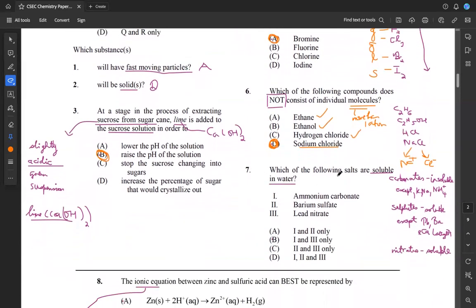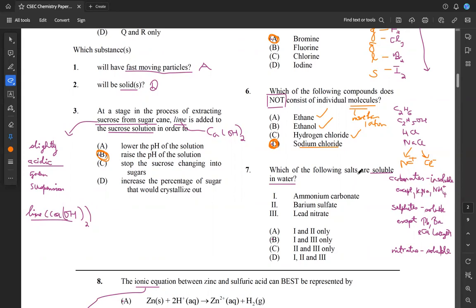Question 7 says, which of the following salts are soluble in water? So we have to jog our memory now. So let's look at the salts that they give us. They gave us a carbonate, a sulfate, and a nitrate, right? So follow me over here where I have just a little revision on the solubility of different salts, right? So carbonates are all insoluble in water, except if it's a carbonate that's made up of potassium, sodium, or the ammonium ion, right? So all carbonates are insoluble, right?